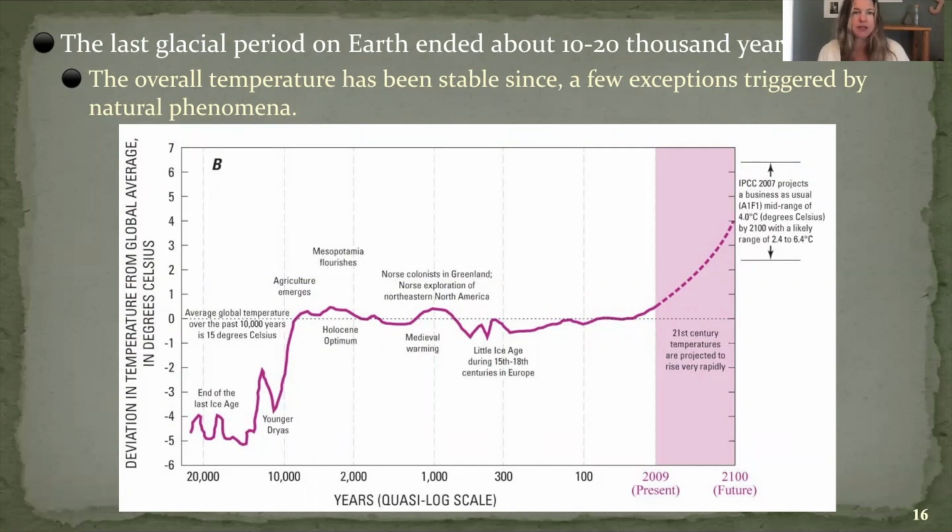So basically what we're seeing is that there's big changes at the end of our last ice age. We're relatively stable during the Holocene, a little bit of a shift in our medieval warming, a little bit of a downshift in our little ice age, and then 21st century increases. So this graph says 2009, it's from 2012, I believe.